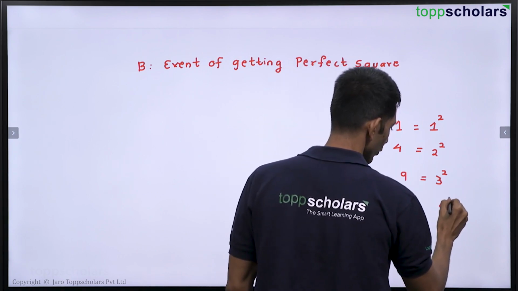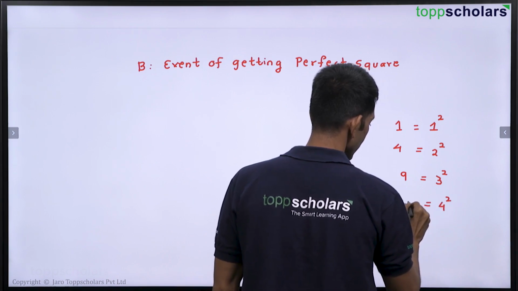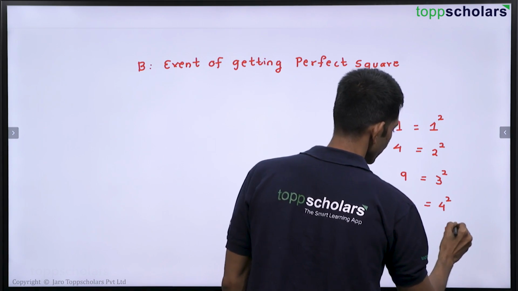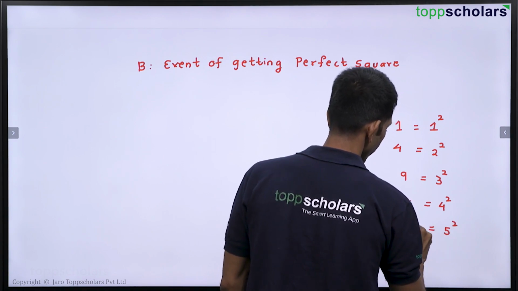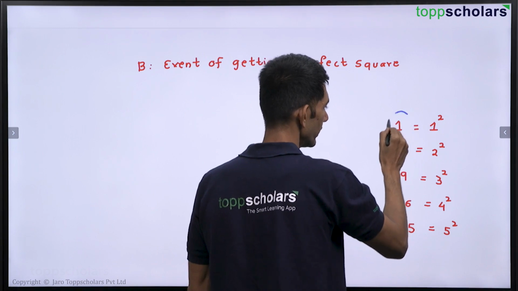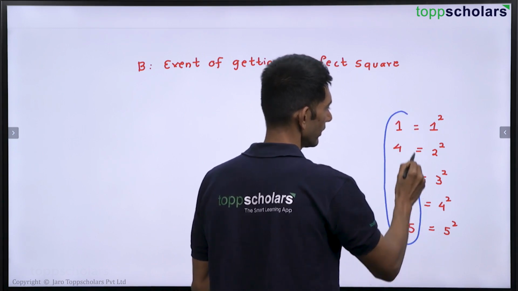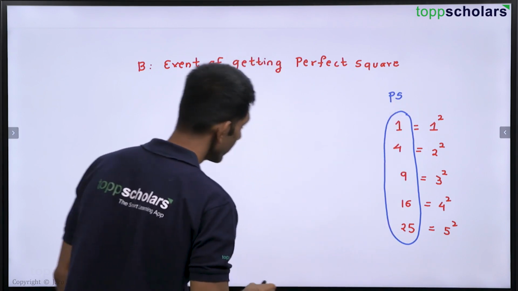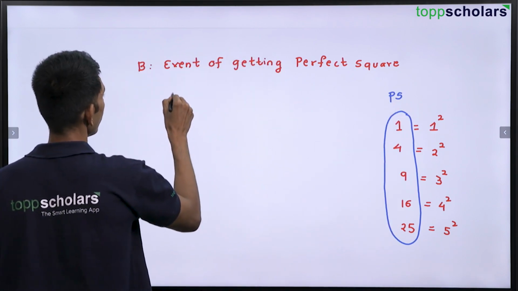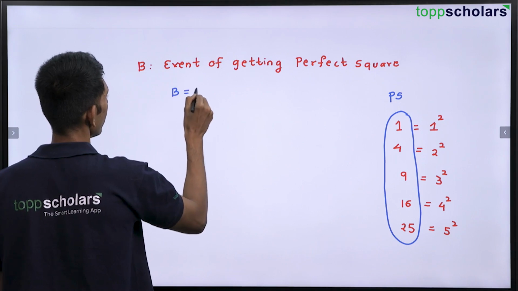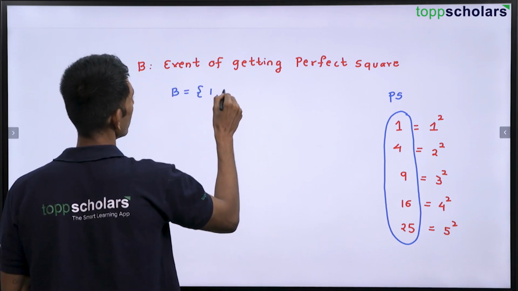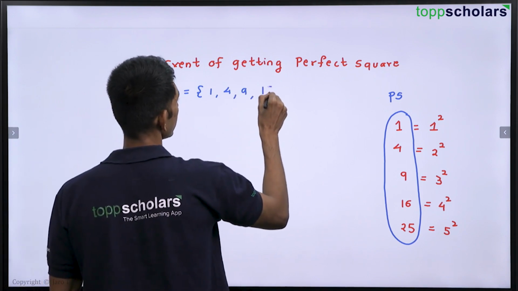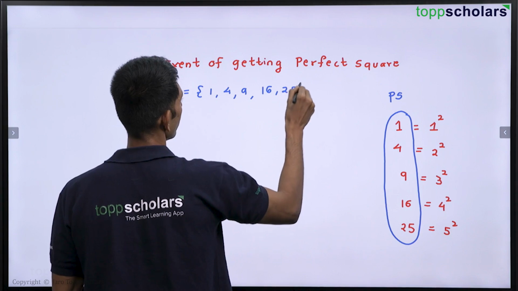Then if I talk about 4 square, that is 16. 16 is a perfect square. And then if I talk about 5 square, that is 25. So these numbers over here, they are called perfect squares. Correct? Okay. So if B is an event of getting a perfect square, can I say in event B, I have 1, 4, 9, 16, 25.